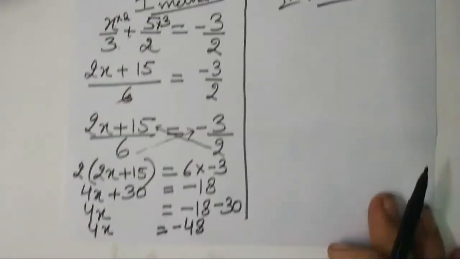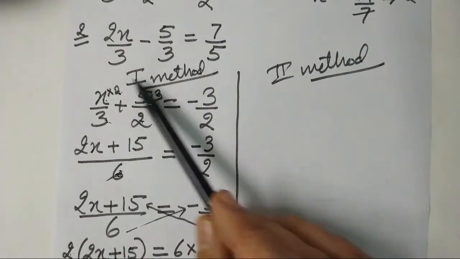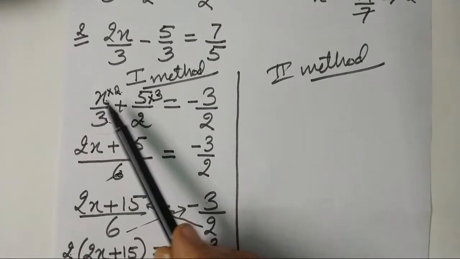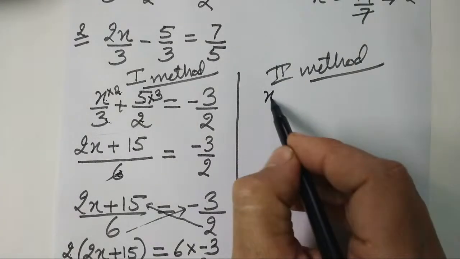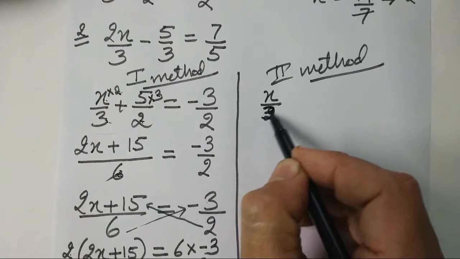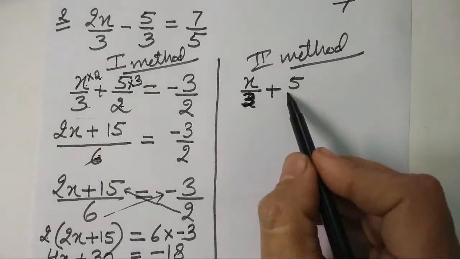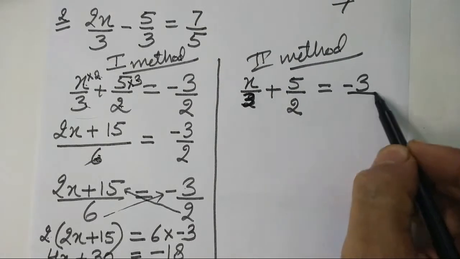So in this first method, you can take the LCM of the left side. Now let's solve this question by the second method. You can see which method is easier. The other method is not complicated. The equation is x upon 3 plus 5 upon 2 is equal to minus 3 upon 2.